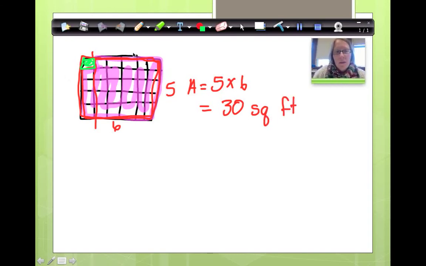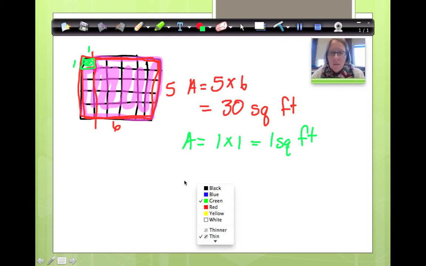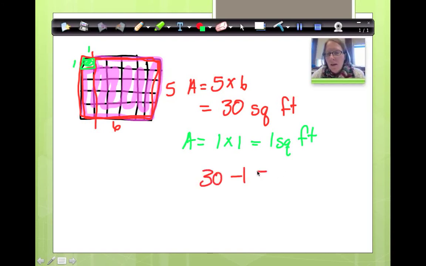My green rectangle, that's so easy. My green rectangle is a 1 by 1. So the area of my green rectangle, a 1 by 1, would be 1 square foot. So now I need to take away to find out how much pink I need. I'm going to take away 30, take away 1, gives me 29 square feet of pink carpet.